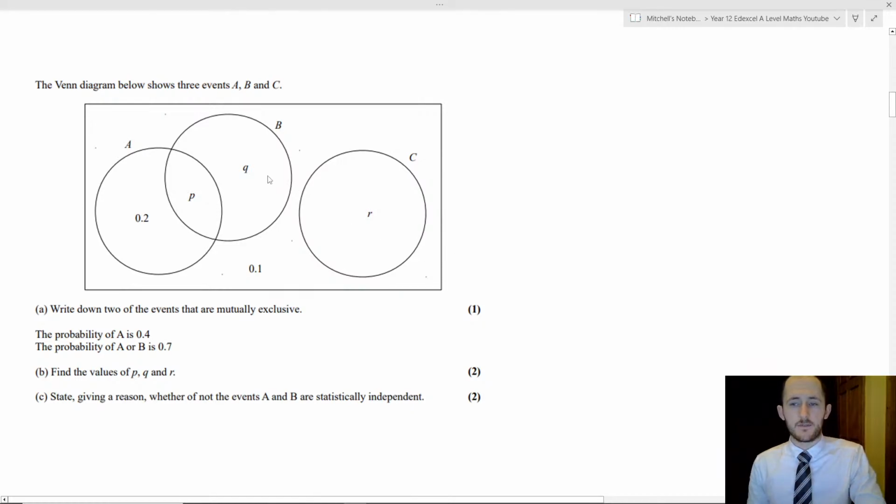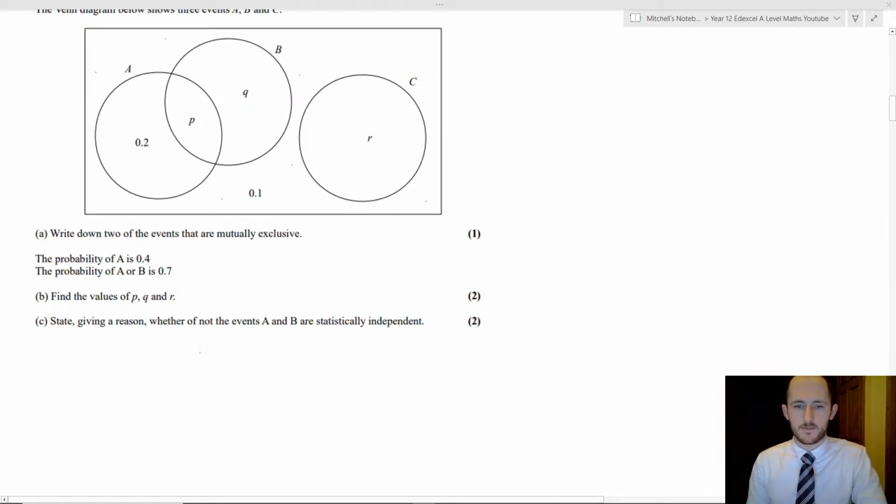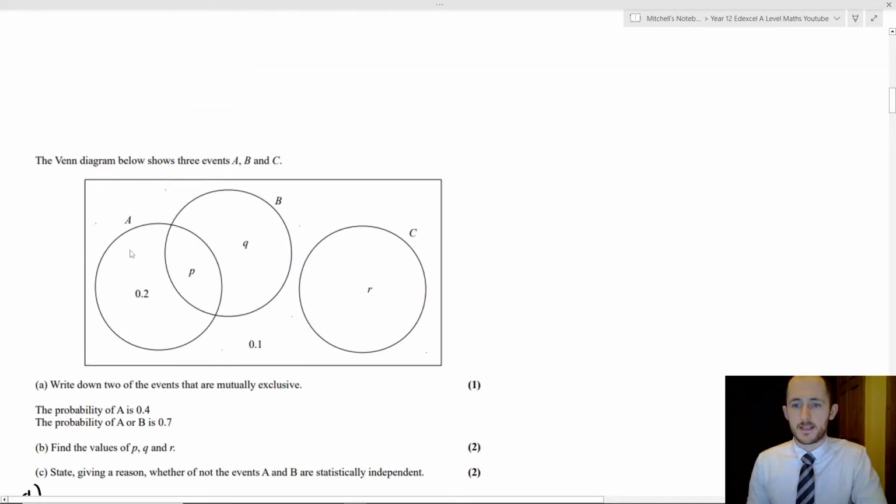Next question, again, it's another Venn diagram, but it does look a bit different. We have 2 that overlap and 1 that's just off by itself. So write down 2 of the events that are mutually exclusive. The term mutually exclusive just means that they both cannot happen at the same time. The example I used was if I flip a coin, I can get heads or tails, but I can't have both. I can't get heads and tails at the same time, right? So in this case, heads and tails would be mutually exclusive events.